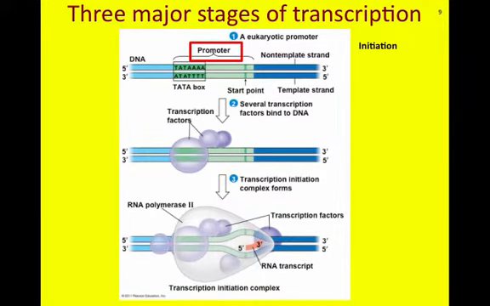There are 3 major stages of transcription. The first stage of transcription is known as initiation. Before we break down the steps of initiation, I want to point out some major players. The first is the promoter on the template strand. This is the promoter region here, which contains the start point. This is where transcription will start.